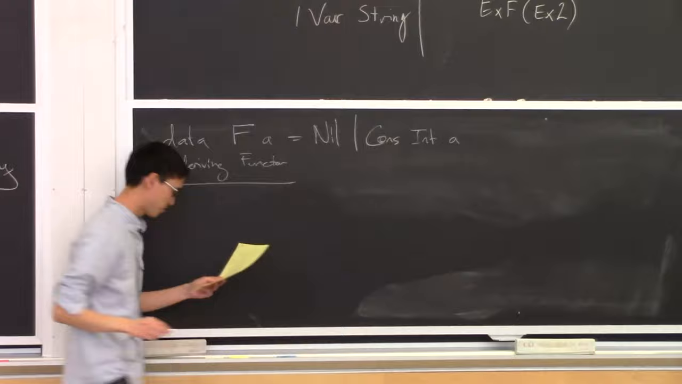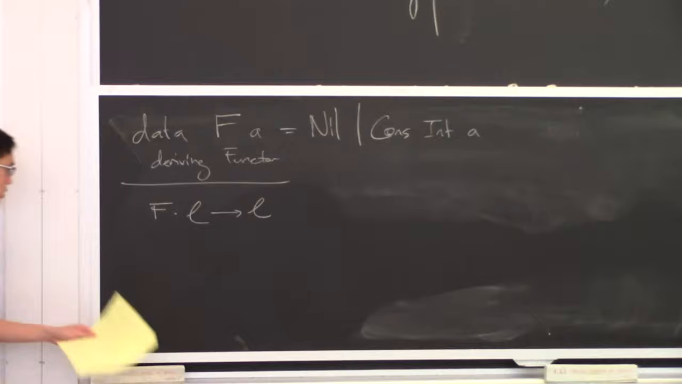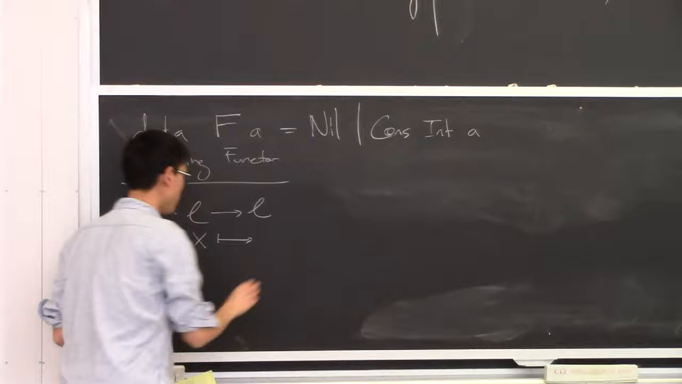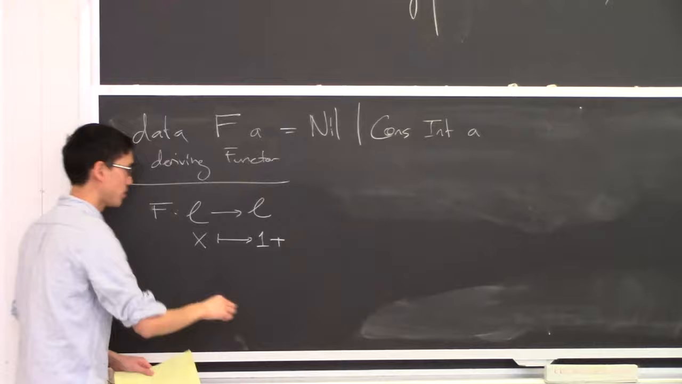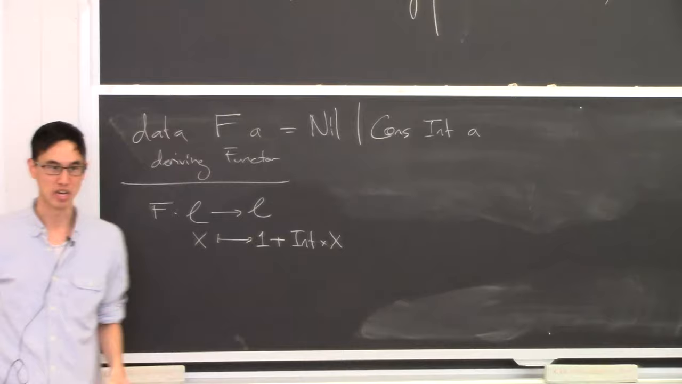But I want to be a bit more explicit and also change up the notation. So we'll be in an arbitrary category C that supports this sort of structure, and I'm talking about a functor f. And the functor on objects maps an object x to the co-product of the terminal object and we're going to have this special object called int. And so it can either be a terminal object or an int and another element of x, I guess, if you're thinking set-wise.